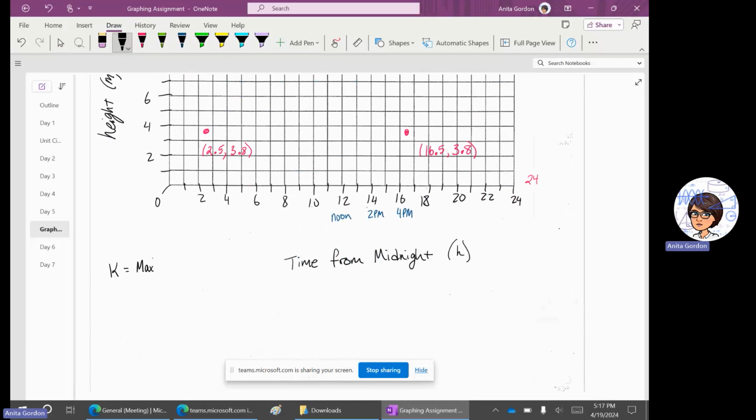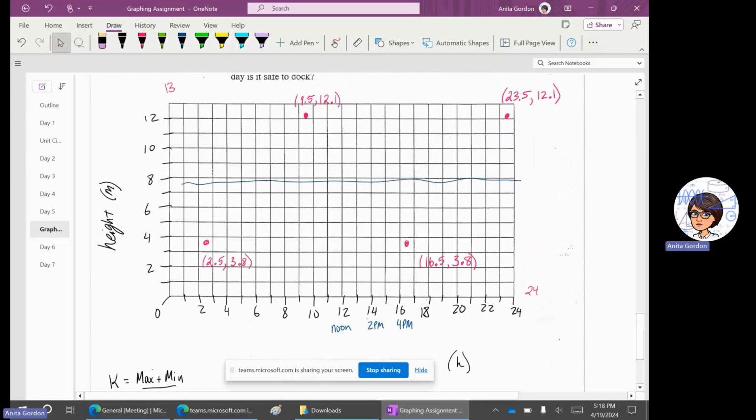To find the midline, the middle of the wave, we have to take our min plus our max divided by 2, essentially take the average. So 12.1 plus 3.8 divided by 2. I'm going to throw that into my calculator here. Divided by 2. My K value is 7.95. And this represents the middle height of the wave. So it's going to be very close to 8.